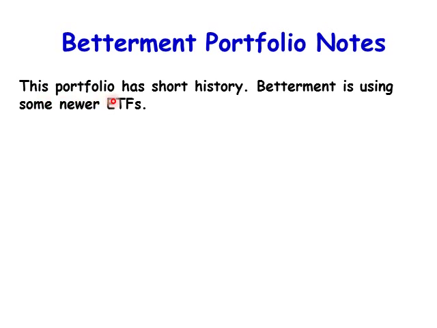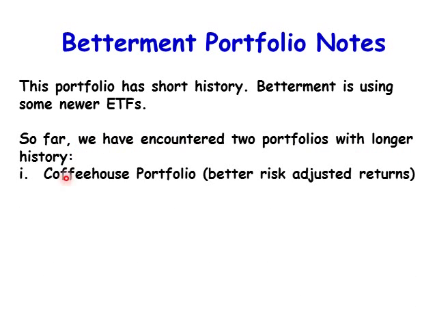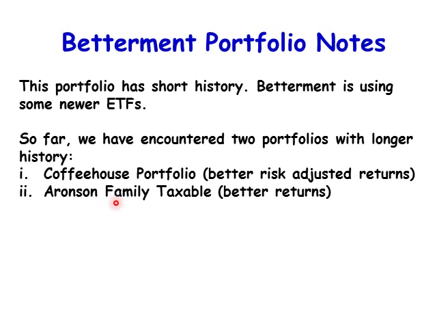So the portfolio has a short history. Betterment is using some of the newer ETFs. So far we have encountered two portfolios with longer history, and those portfolios are the Coffee House portfolio, which has better risk-adjusted returns, and the Arnson family taxable portfolio, which had better returns in an absolute manner. So returns were better, and risk was also slightly higher.